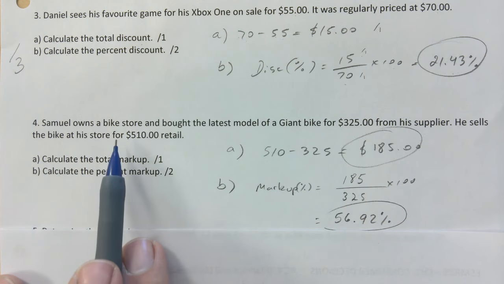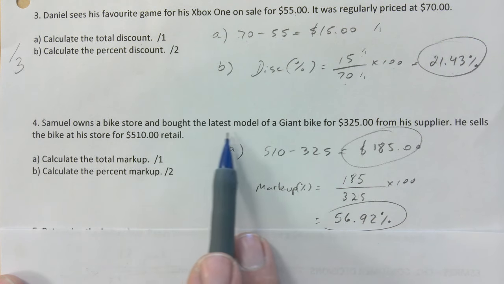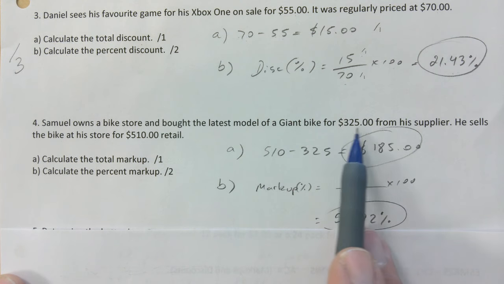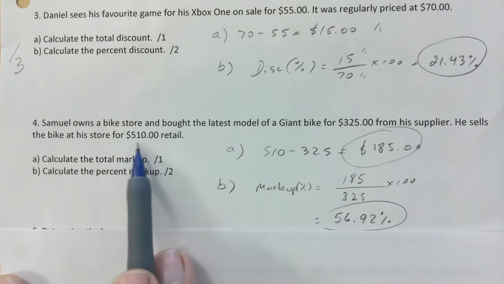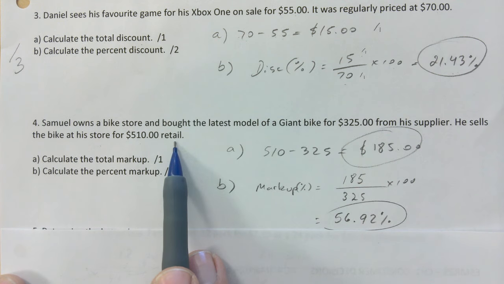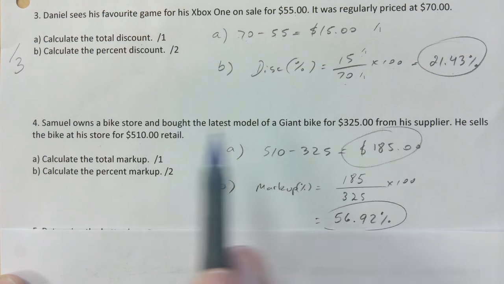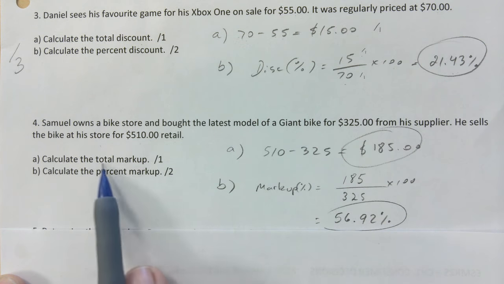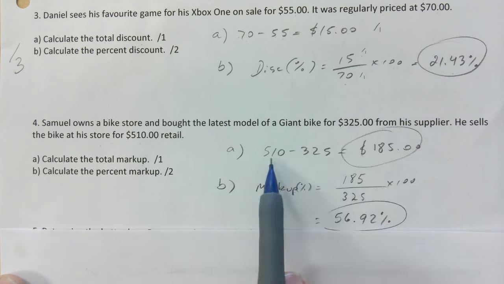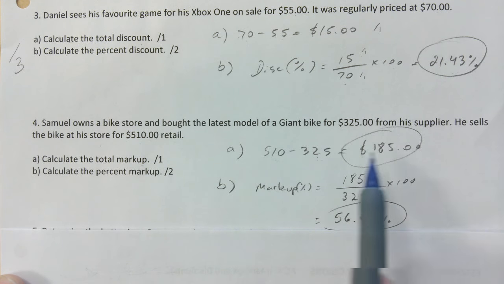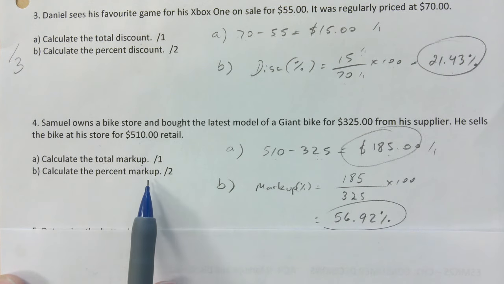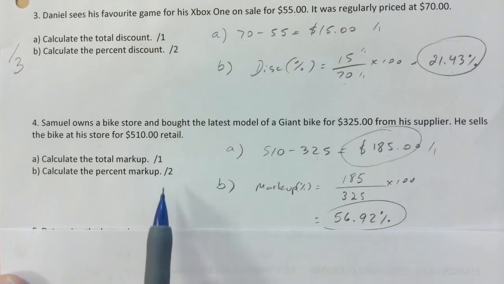So next, Samuel owns a store, bought the latest model of Giant bike, 325 from a supplier. He sells the bike at 510 retail. So he's marking it up, right, by a certain dollar amount. Calculate the total markup. You just subtract the two values since it's 185, so that's 1 mark there. Calculate the percent markup, that's worth 2.